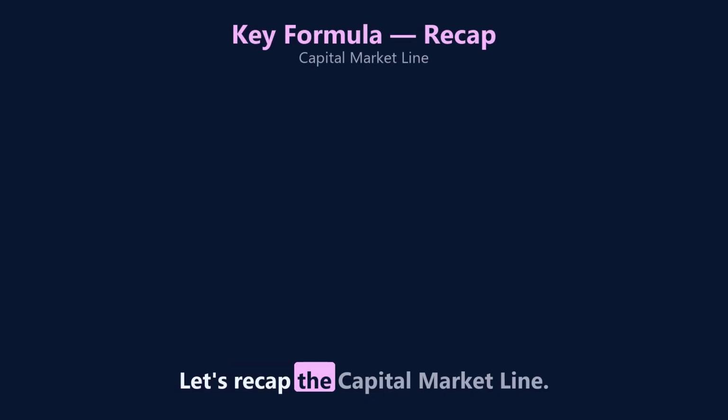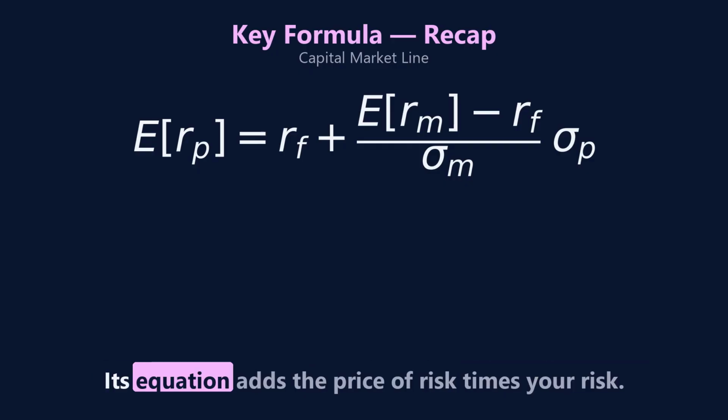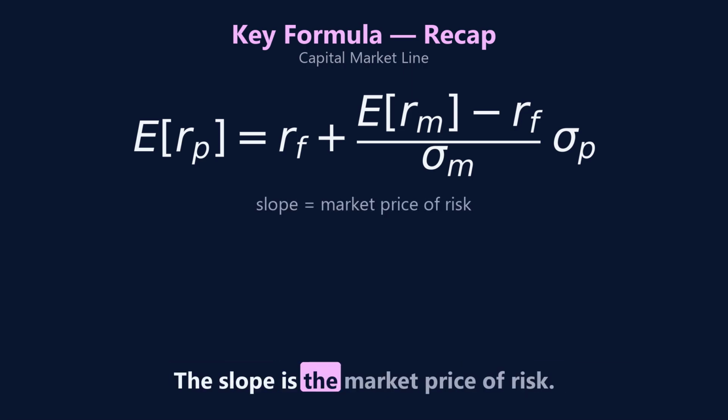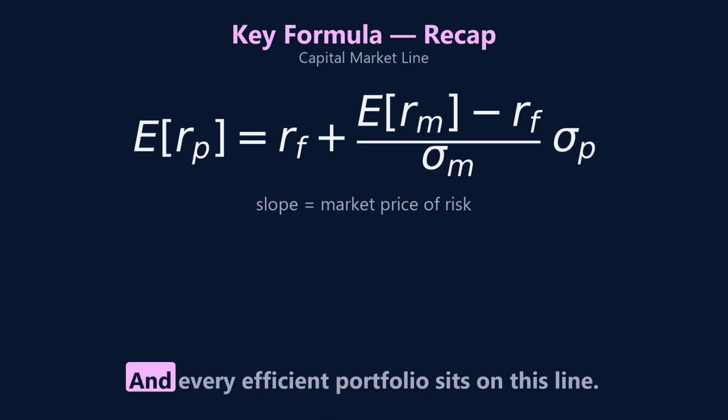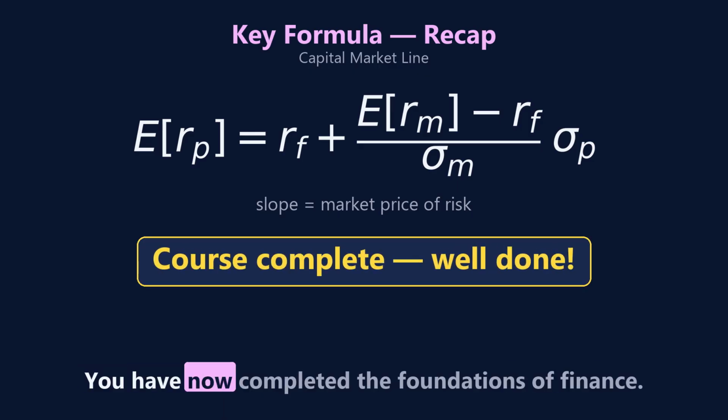Let's recap the capital market line. It blends the risk-free asset with the market portfolio. Its equation adds the price of risk times your risk. The slope is the market price of risk. And every efficient portfolio sits on this line. You have now completed the foundations of finance.